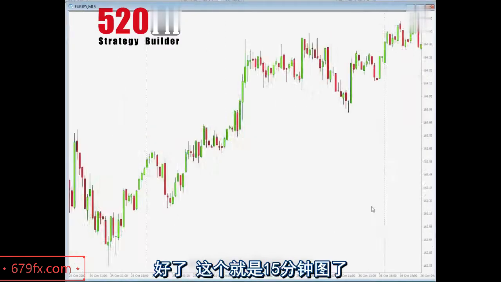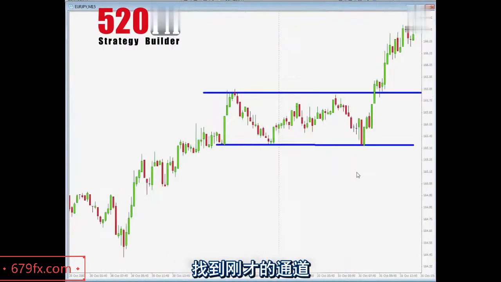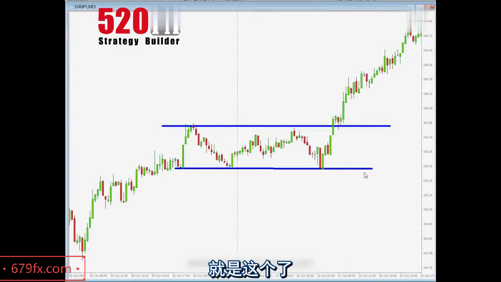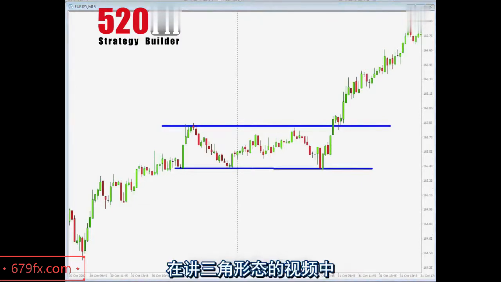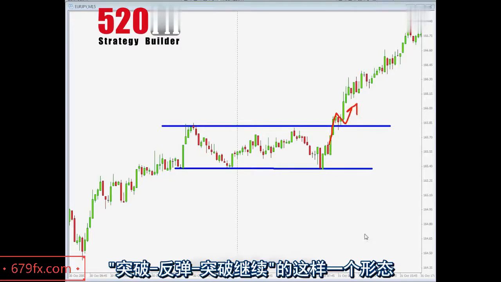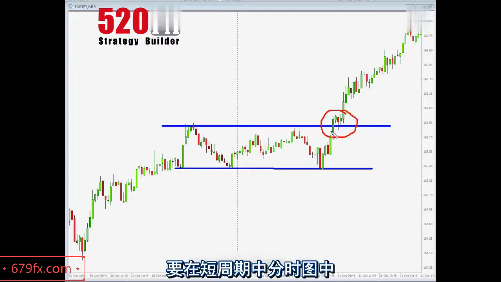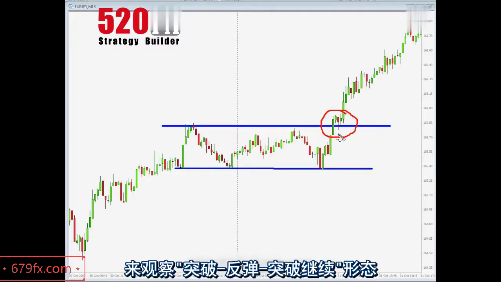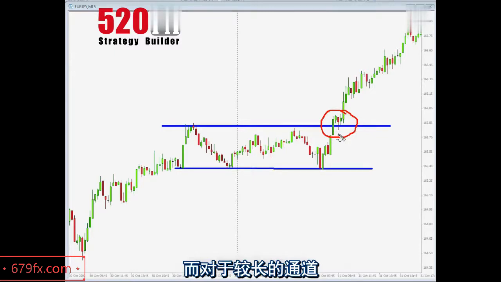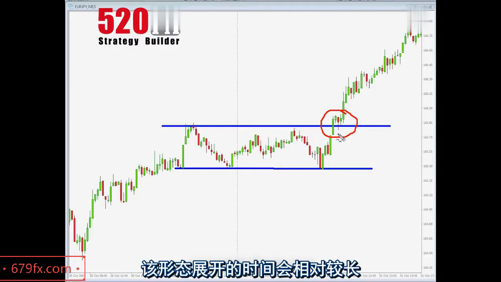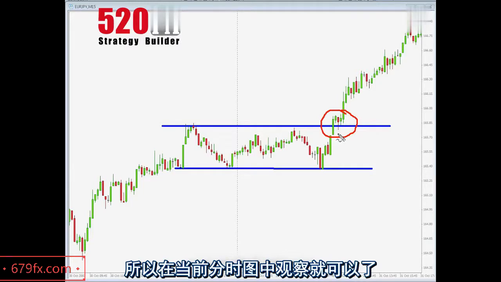Now, zooming into the 15-minute chart, let me scroll back to spot the range. There we have it. As I explained in the triangles video, I look for my typical breakout pullback continuation pattern. Usually in small ranges, you see the breakout pullback continuation in the short time frames. In longer ranges, the breakout pullback continuation pattern takes a little longer to unfold, and therefore to represent itself on the charts.